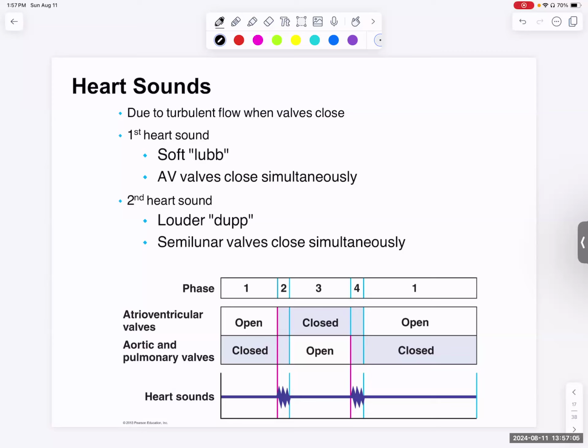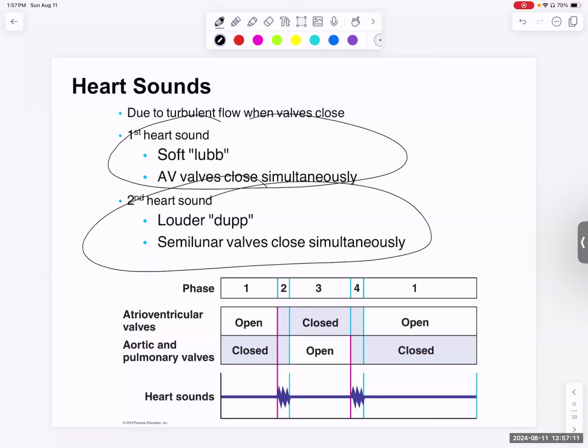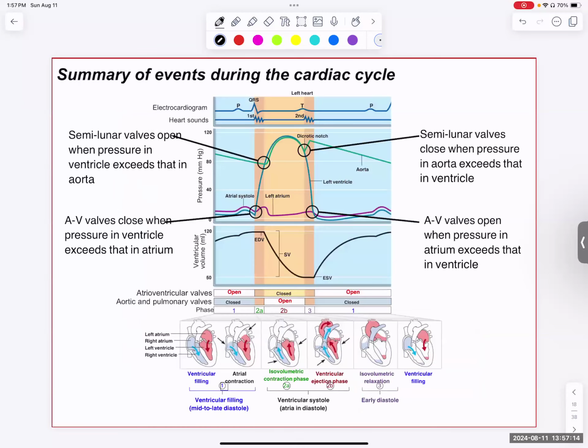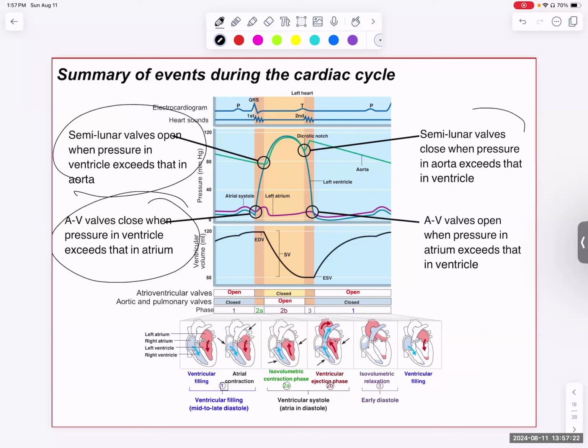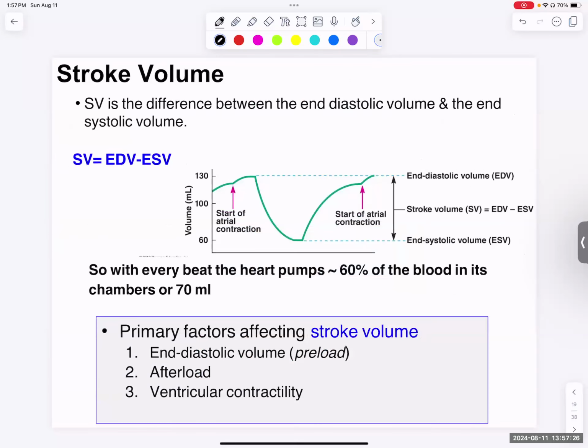Heart sounds, I think we've gone over that and gone over that and gone over that. First one is AV valves closing. Second sound you hear is semilunar valves closing, and they do it together. And so you can see I'm showing the exact points at which the AV valves, semilunar valves, and AV valves again open.